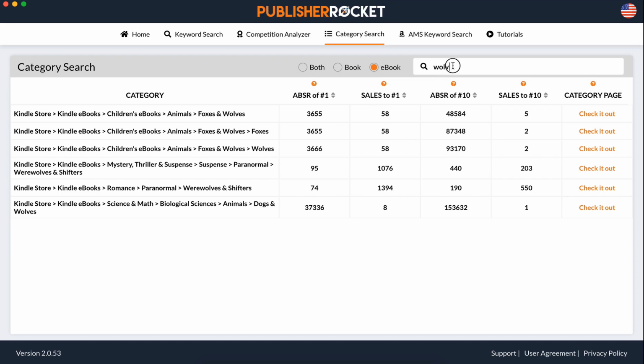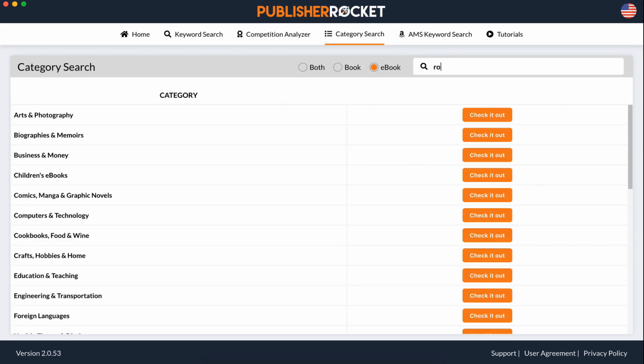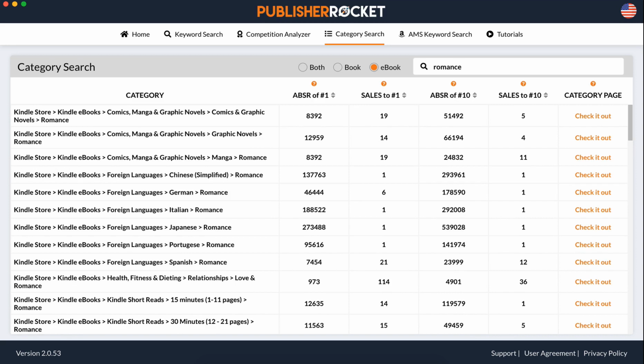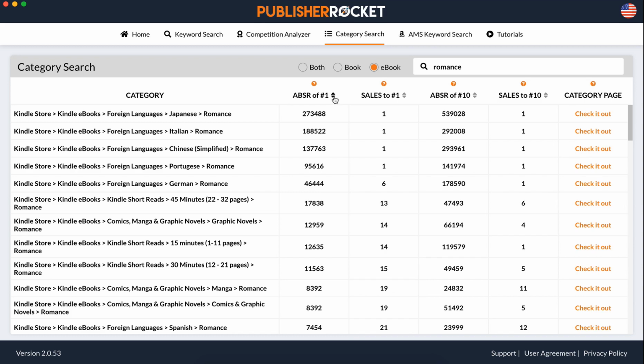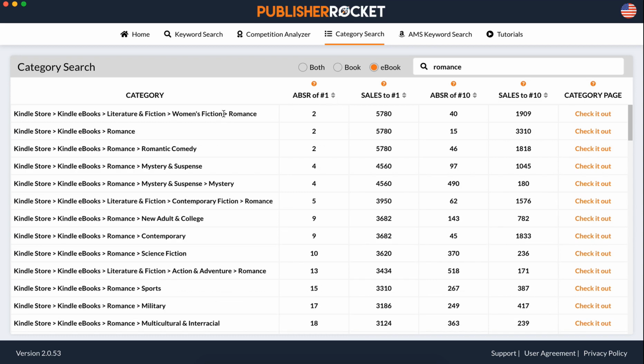For this, we're going to do, so you can always use that. If you want to look at all the romance, you can see these. Now, if you want to look at which one has the highest or the lowest ABSR. Remember, ABSR stands for Amazon bestseller ranking, and the lower that number, the more books it's selling. So you can just click on these arrows here, and this will show you which books that have the word romance in this category string here, which ones have the lowest ABSR, which means they're selling the most books.